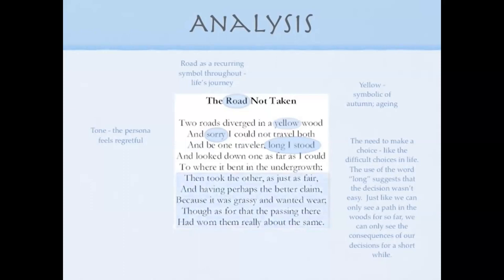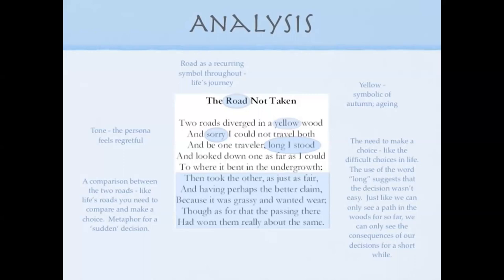And then this part of the poem here, the decision is made, okay? The poet says, then I took the other as just as fair and having perhaps the better claim because it was grassy and wanted wear. The persona or the poet has said, this is the one I'm going to go down. And they say that they go down because it looked grassy and wanted wear. So maybe this was more of the risky decision because not many people had done this before. Not many people had walked this path before because it wanted wear.